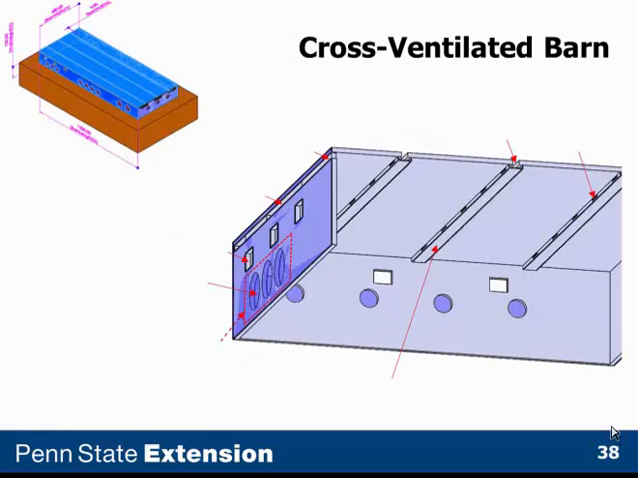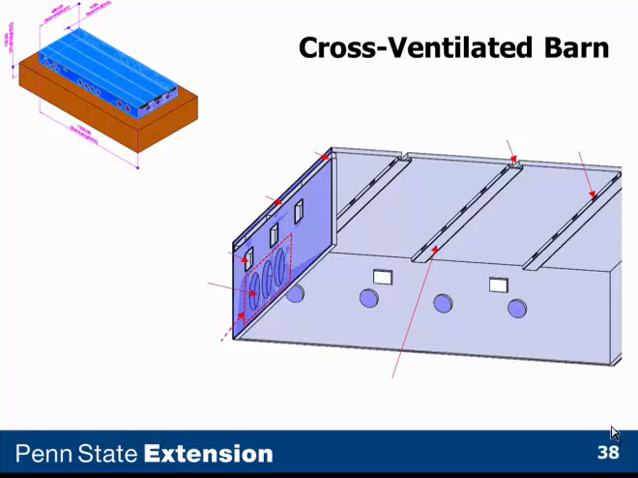In the cross-ventilated barn, in the inset on the left, you can see the circles on the end walls or on the side walls. Those represent the possible locations of mechanical ventilation fans for the barn. These can be either in the end wall or the side wall. They can either be uniformly spaced along a side wall or end wall, or they can be placed in banks along the end wall or the side wall.